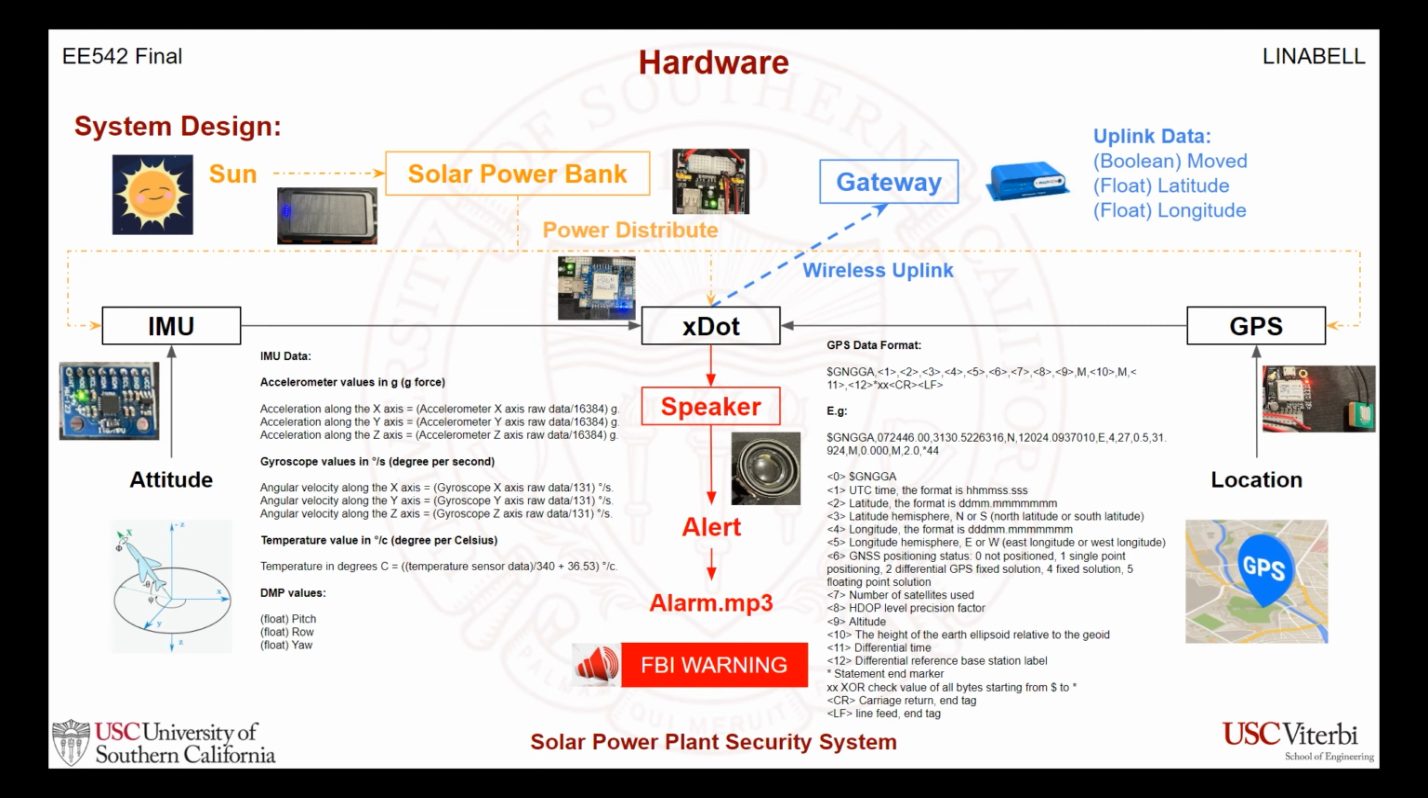The uplink data include a Boolean value that indicates if the solar panel is being moved, and two float values, which are latitude and longitude, to illustrate the location of the solar panel. If the solar panel is being moved, the xDot will control the speaker to alert the thief that his behavior is being monitored.